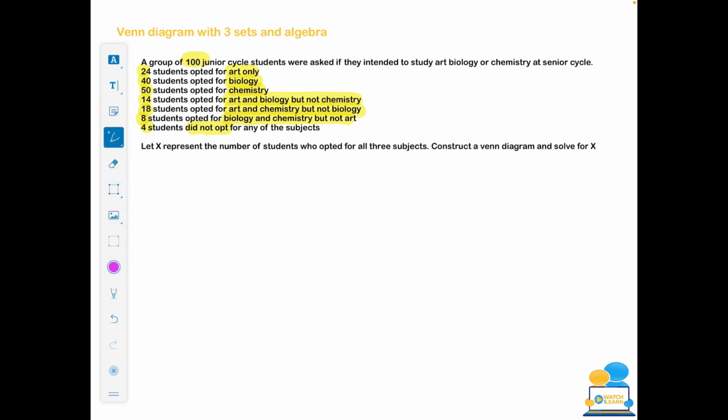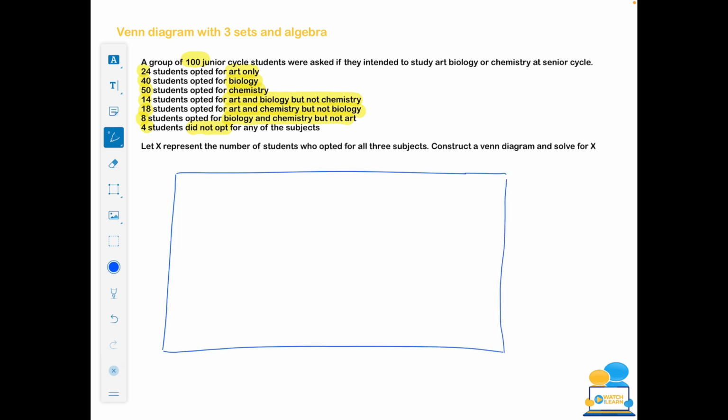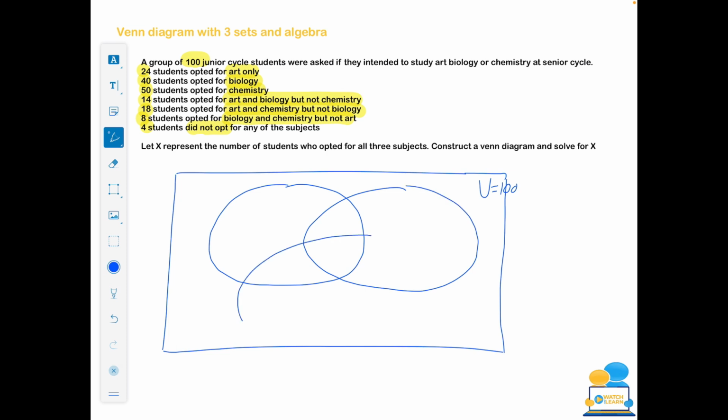Okay, first thing we're going to draw our Venn diagram. We'll make this nice and big because there's going to be lots of information to put in it. Okay, up in the right hand corner we'll have our universal set, and we know that that should equal 100. Okay, so at the end all our numbers should add up to 100. We'll draw our 3 circles.